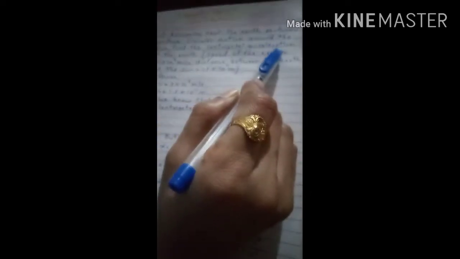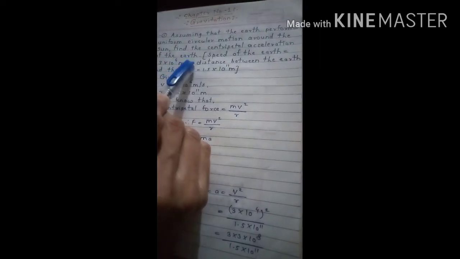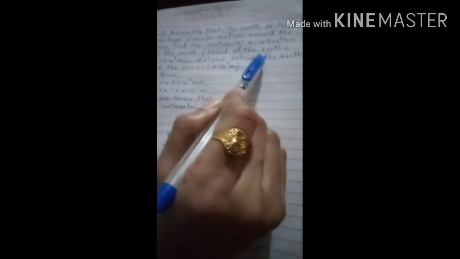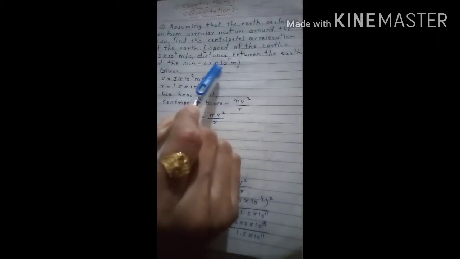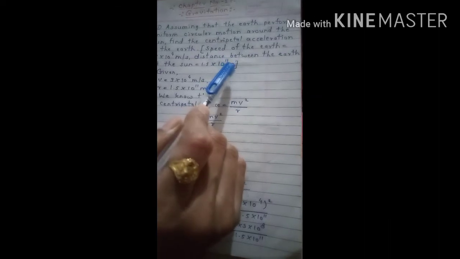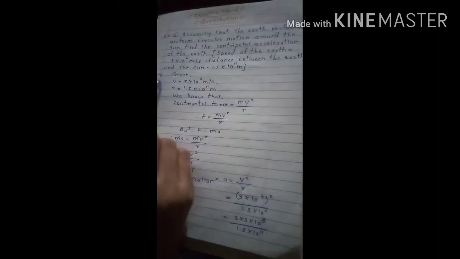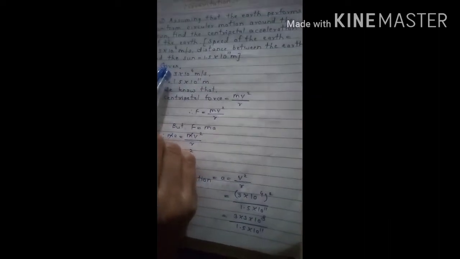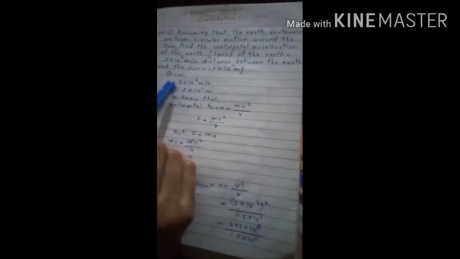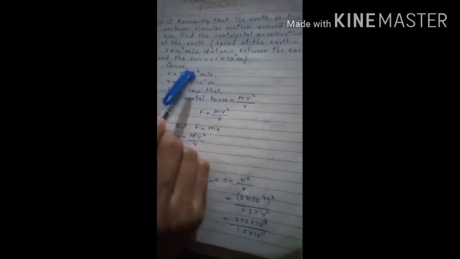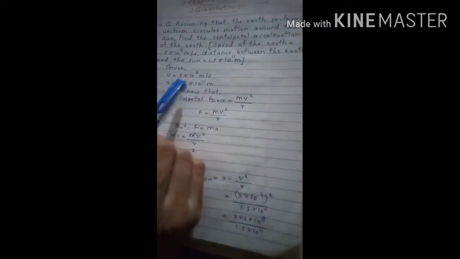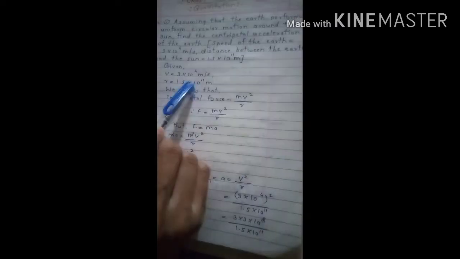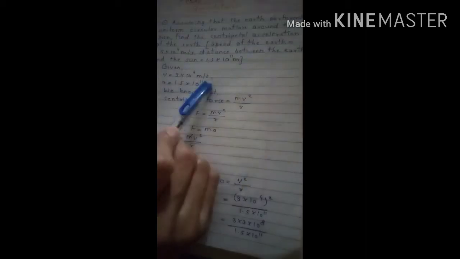Speed of the earth is given, that is 3 into 10 raised to 4 meter per second. Distance between the earth and the sun is equal to 1.5 into 10 raised to 11 meter. Now first of all we are going to write the given things. V is equal to 3 into 10 raised to 4 meter per second. R is equal to 1.5 into 10 raised to 11 meter.